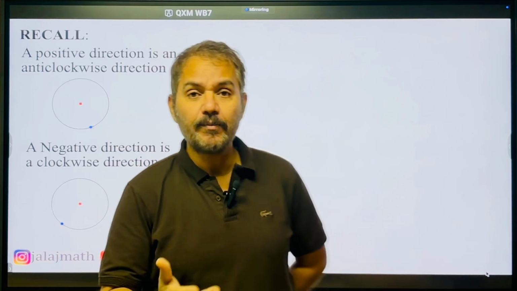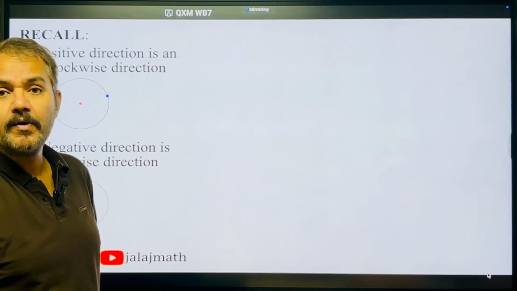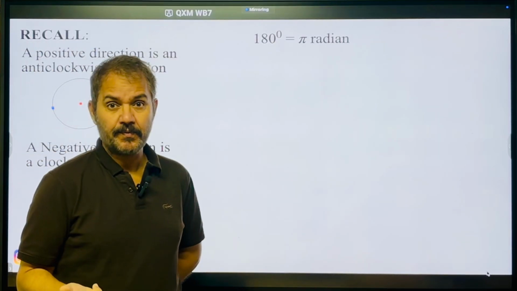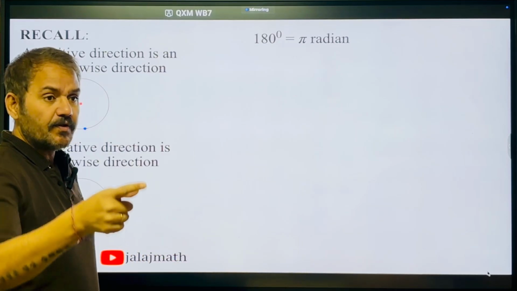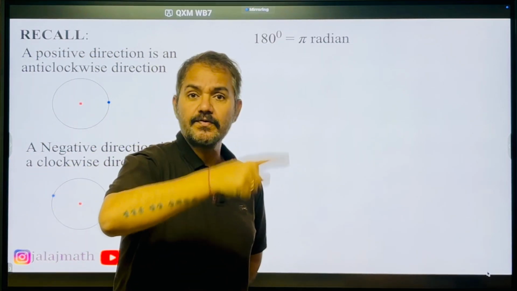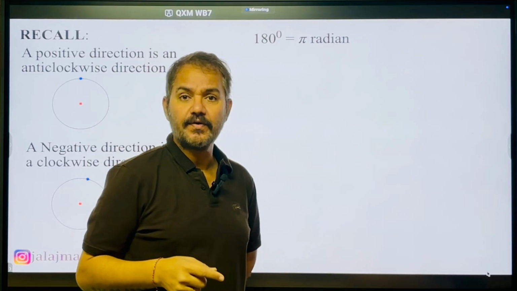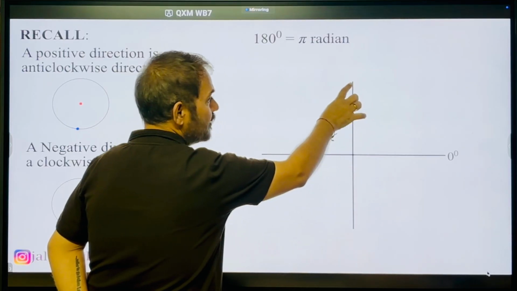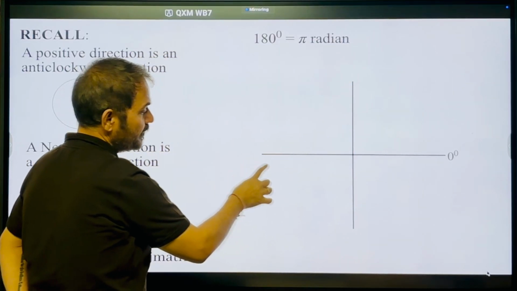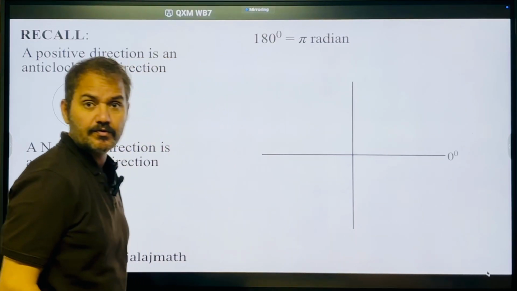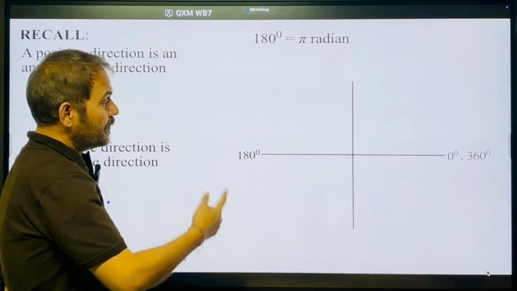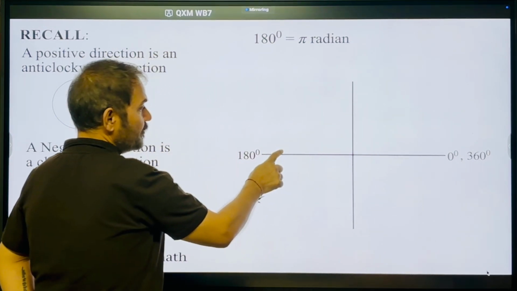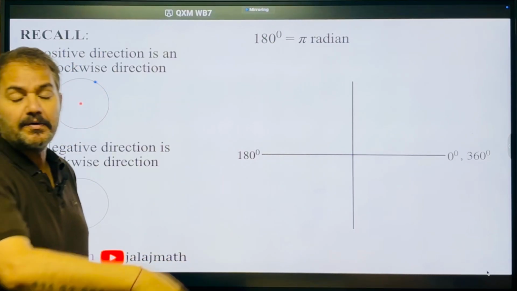Also, you should be very comfortable in moving between radian measure and degree measure. So recall that 180 degree is pi radian. Also recall, if you divide angles around a point, that is 360 degree, into 4 parts, each part is called a quadrant. We start from 0 to 90 or 0 to pi by 2, then pi or 180 degree, 270 or 3 pi by 2, and 360 or 2 pi. And if we continue moving 0, 180, 360, 180 more, that is 540, 720, and so on and so forth.